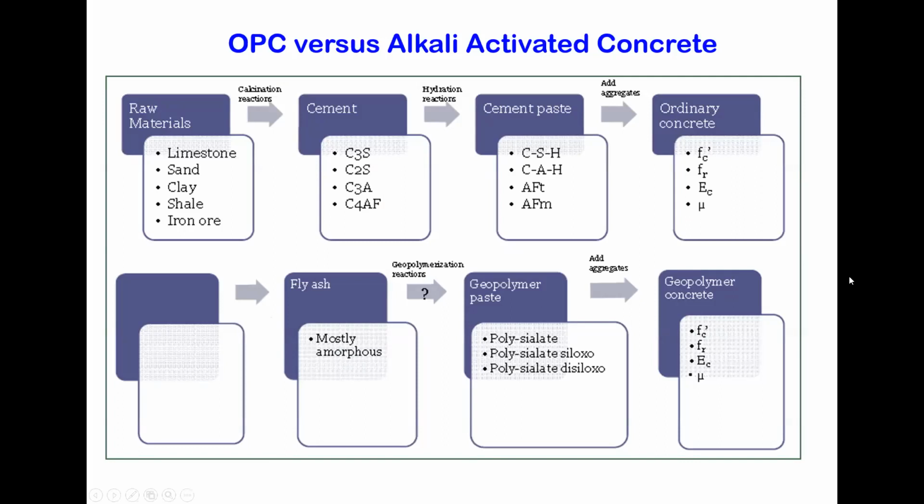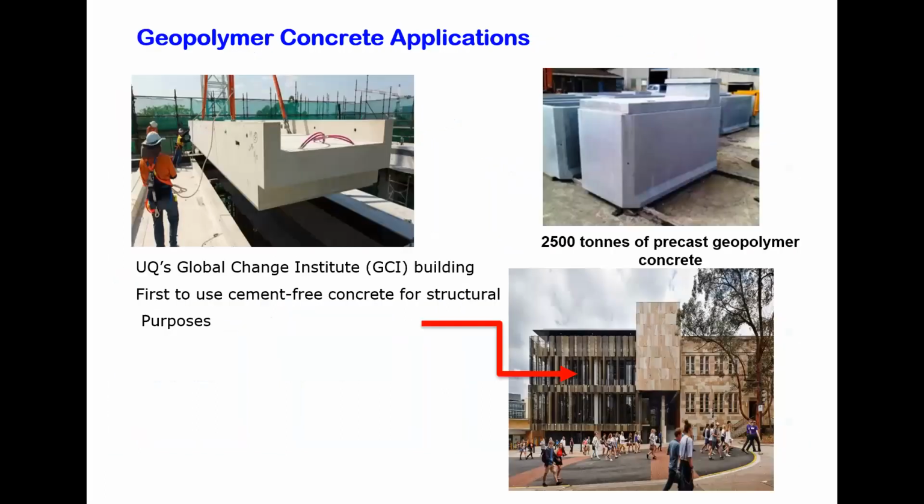However, the end product's physicochemical and mineralogical characteristics must comply with ordinary Portland concrete, because for that, all properties are very well established and proven, and all codal guidelines are available. And these are some real life applications of geopolymer concrete across the world.